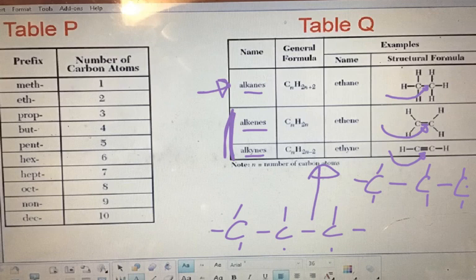Now, also look, folks, at Table P. There are some prefixes there that you'll memorize in a second. You don't really have to memorize them because they're on Table P. You use them as you need. But notice meth means 1, eth means 2, and that's the number of carbons, folks. So if I said to you prop, propane, I'm telling you that there are 3 carbons in propane. If someone says heptane, they're telling you there are 7 carbons, and so on.